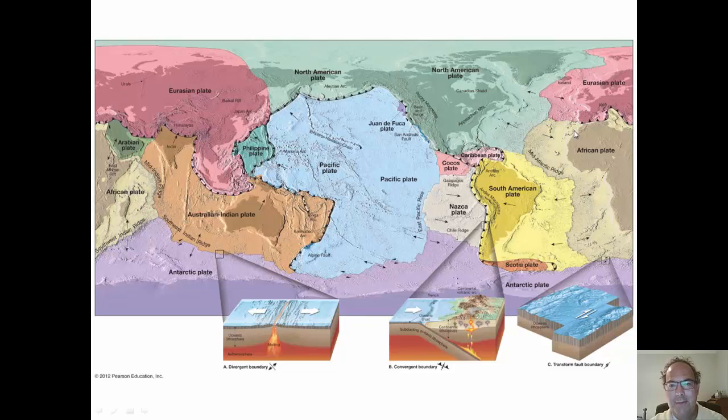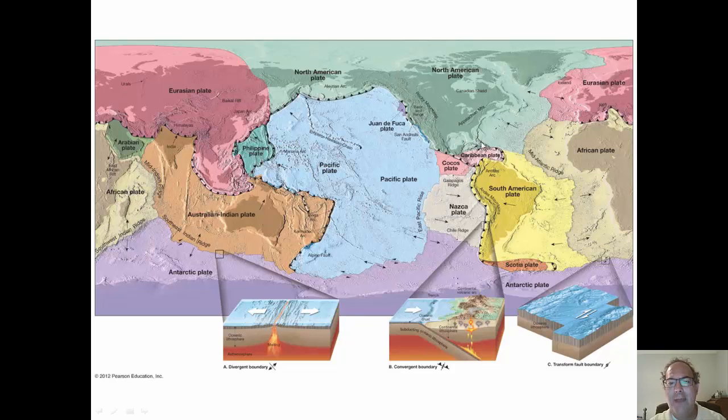Transform plate boundary. Within our own country, there is a transform plate boundary. Southern California, Central California, running up through the San Francisco Bay Area. Famous transform plate boundary. Principal fault at that boundary is the San Andreas Fault. So, we've got one of these things, a transform plate boundary within our own country.